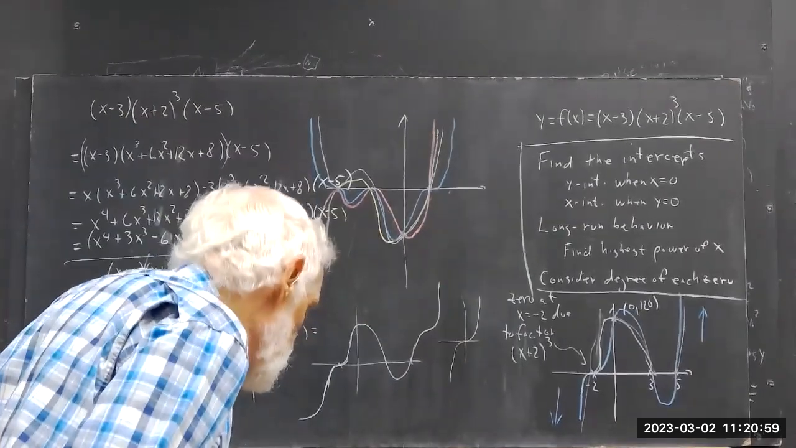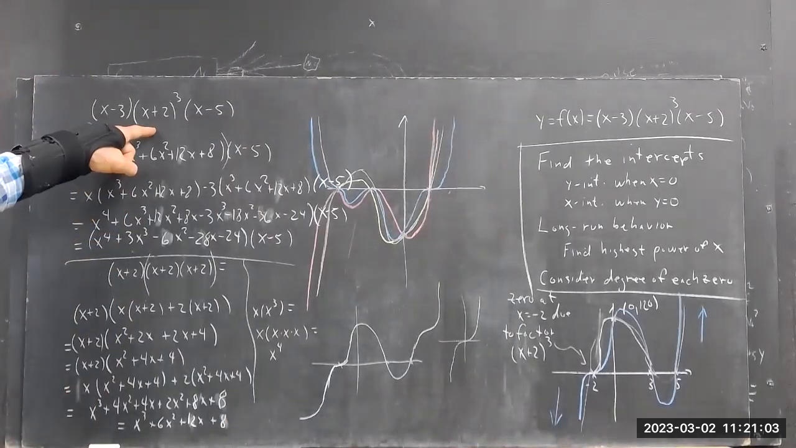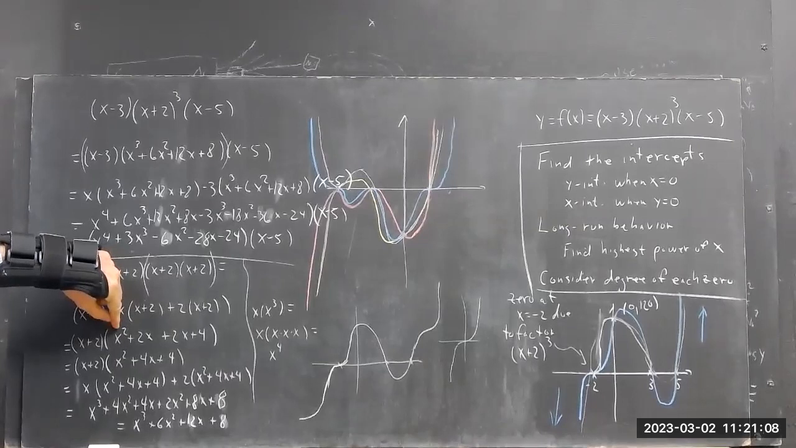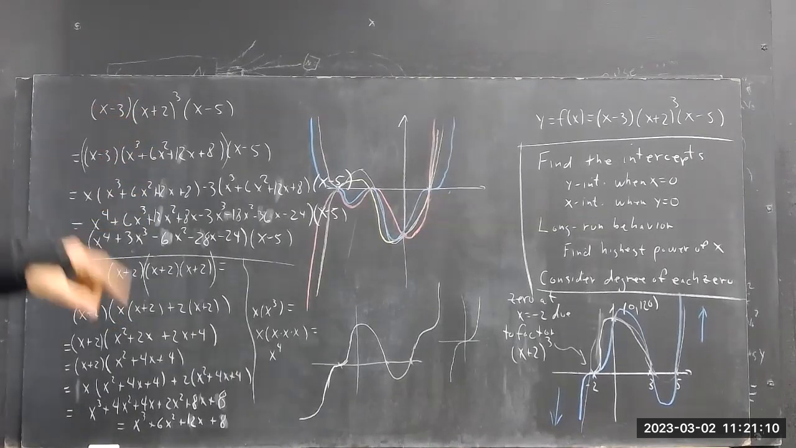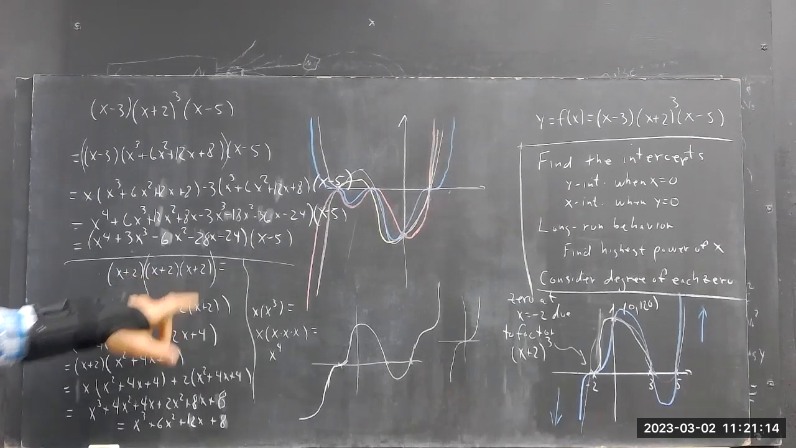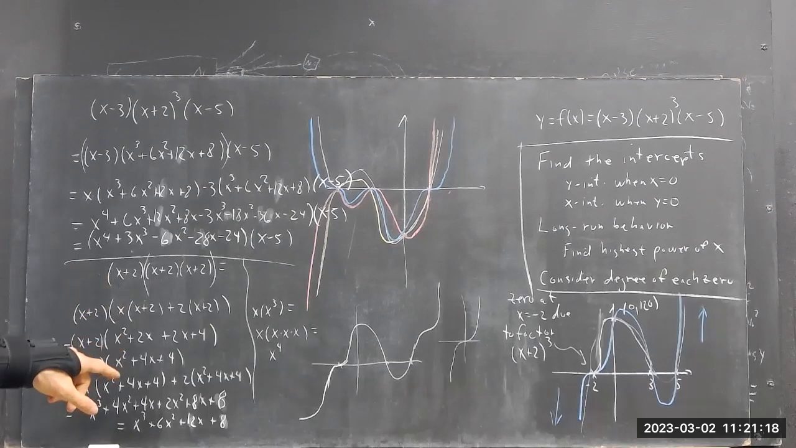So if you understand that, then you understand that when I square x plus 2, which I did down here, I get an x squared, because x plus 2 times x plus 2, I know I'm going to multiply the x by the x. Then when I multiply by the x again, I'm going to have an x cubed.